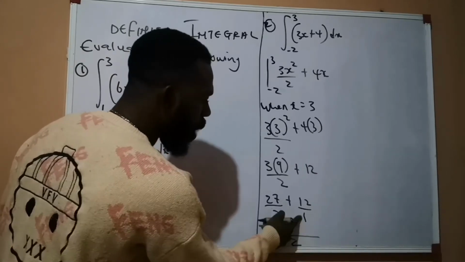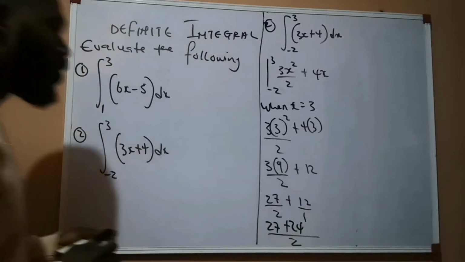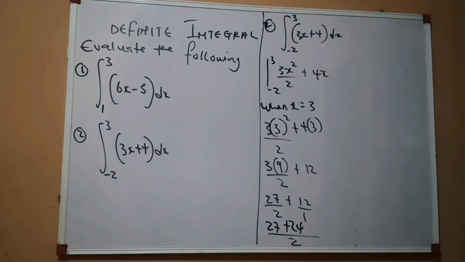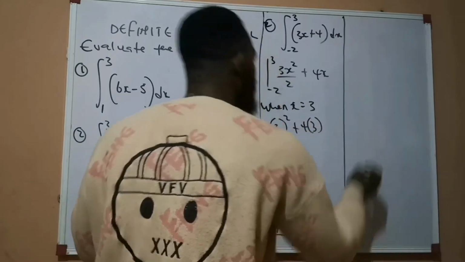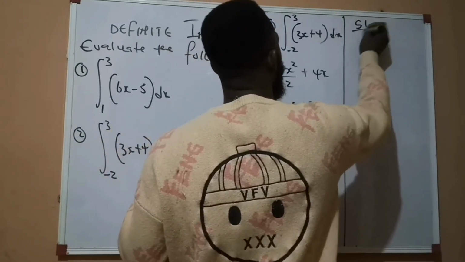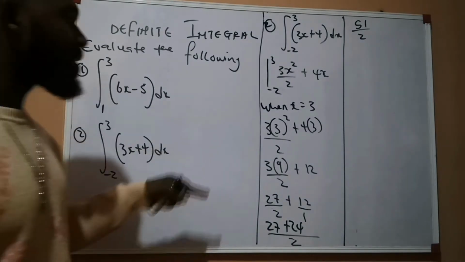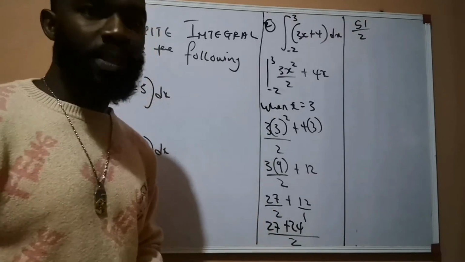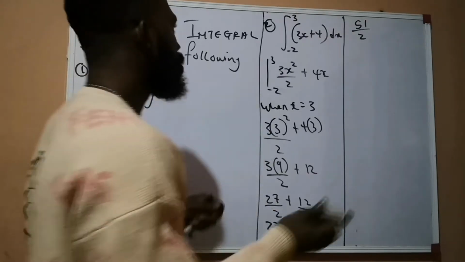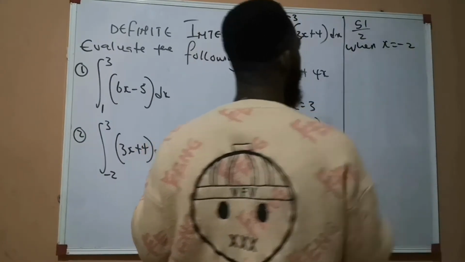Plus, now 1 will go into 2 two times. 2 times 12 gives us 24. So now, 27 plus 24 will give us 51. So here becomes 51 over 2. So it means if we use limit 3, the value we will get is 51 over 2. Now the next value we are using is limit minus 2, which is the second limit.